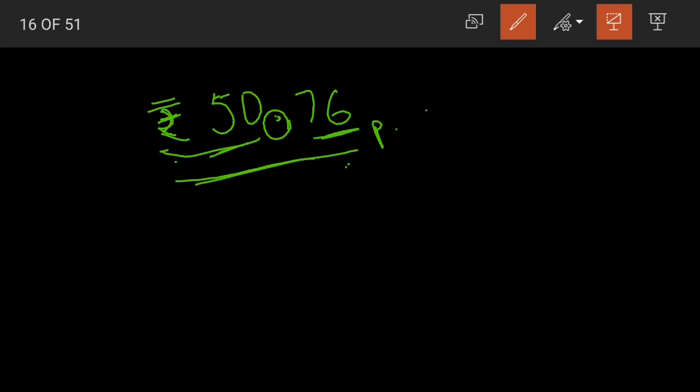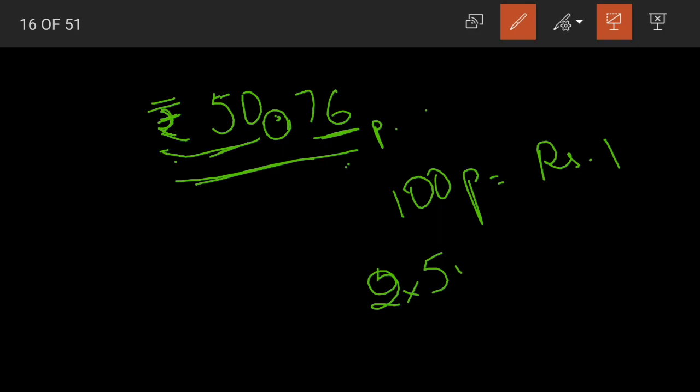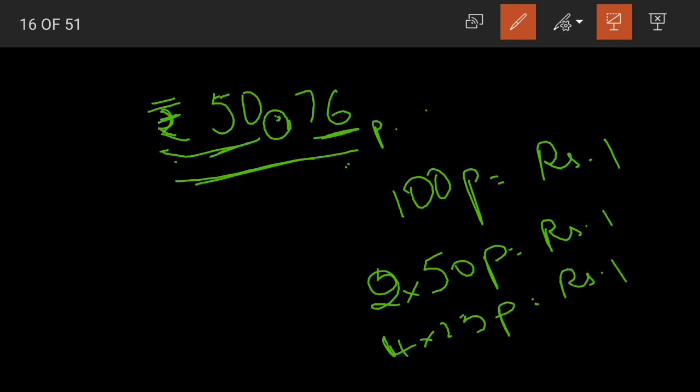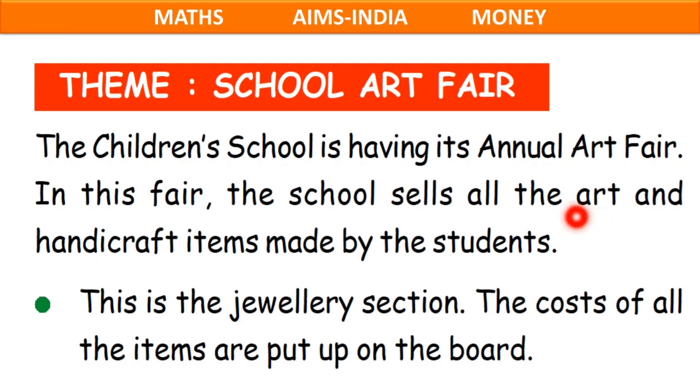And what did we learn? 100 paisa is equal to 1 rupee. 250 paisas make 2 rupees 50 paisa, or else 425 paisa make 4 rupees 25 paisa. Yes children, these were the basics of money. These are the basics of rupees and paisa. And also we have learned how to convert paisa into rupees and rupees into paisa. Yes, in today's class let us look at performing different operations.